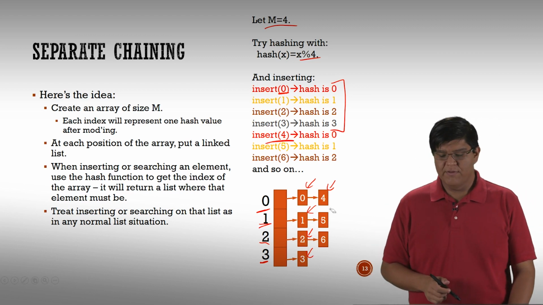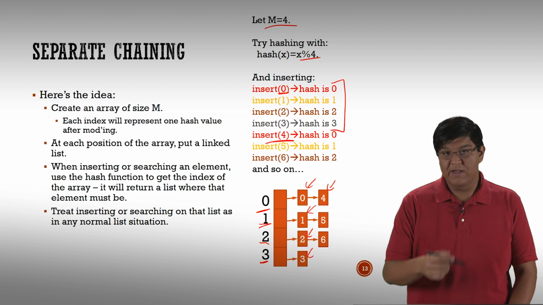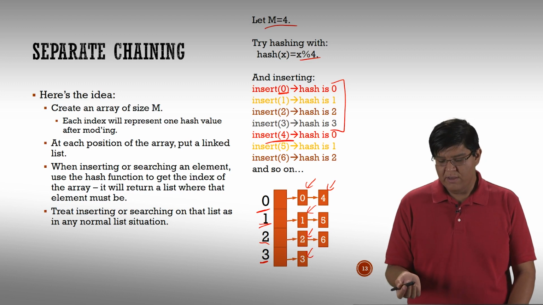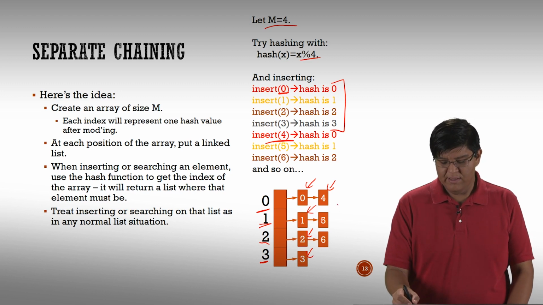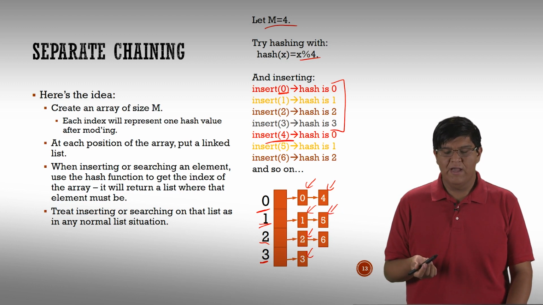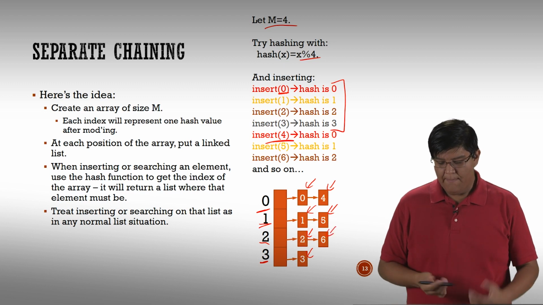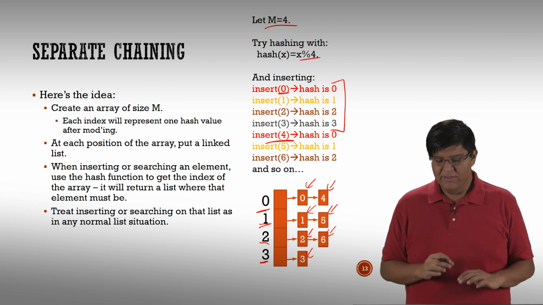You can see the same thing happens with 5 and 6. For 5, it hashes modulus to 1. That means we want to look at index 1 and add it to that list over there. So we end up over there. 6, same thing: hash it, modulus it, get value 2, put it at index 2. So we have our little structure being filled in.